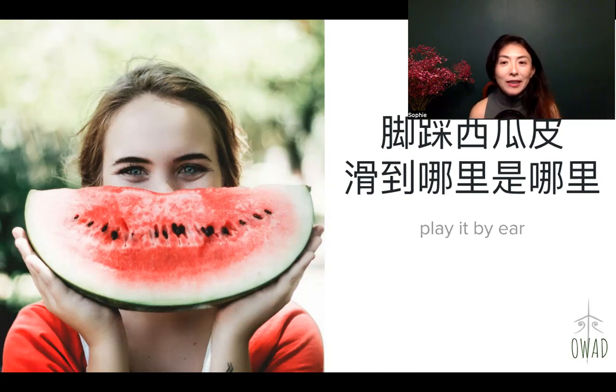I'm doing this 脚踩西瓜皮, 滑到哪里是哪里. But the only thing I'm tracking is the time. I don't want to overspend too much time wasting your time as well. As long as I feel I get the Chinese expression across to English speakers so that it starts to make sense to you. So we use this 西瓜皮 image, this watermelon rind, to mean we can be spontaneous, we can accept whatever result we land on.